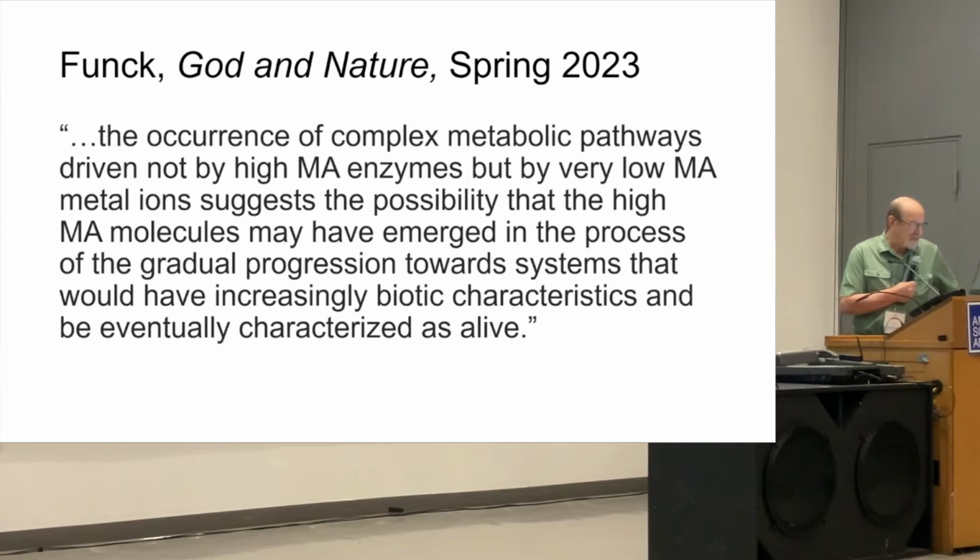He wrote that the occurrence of complex metabolic pathways driven not by high MA enzymes, in other words proteins, which would be way above the threshold, but by very low MA metal ions, and that's been shown, suggests the possibility that the high MA molecules may have emerged in the process of gradual progression toward systems with increasing biotic characteristics. So this is one way out. Okay, maybe all these compounds were produced by metal catalysis, even though that was not found in the paper.